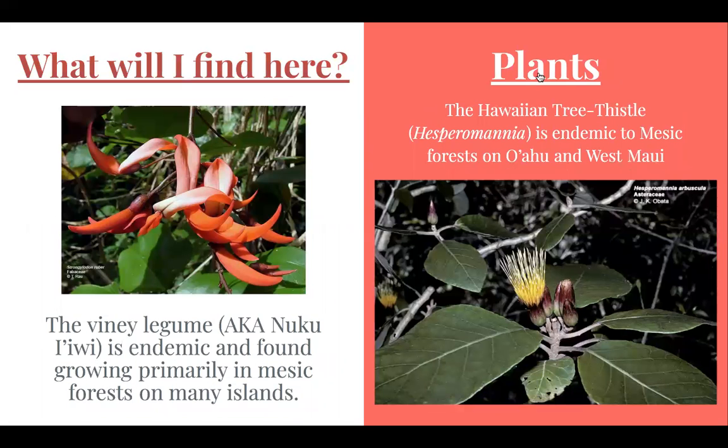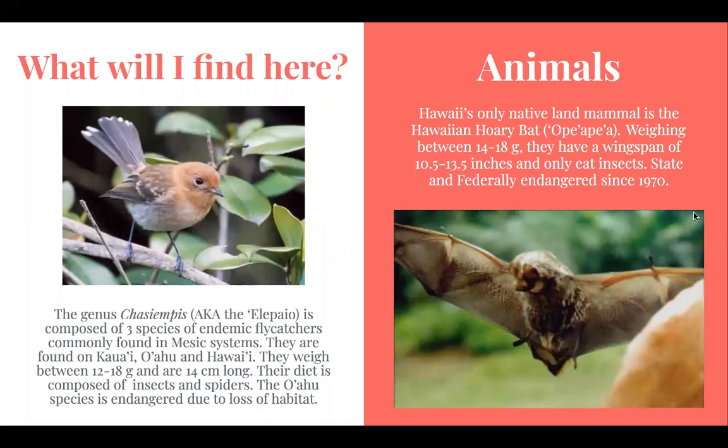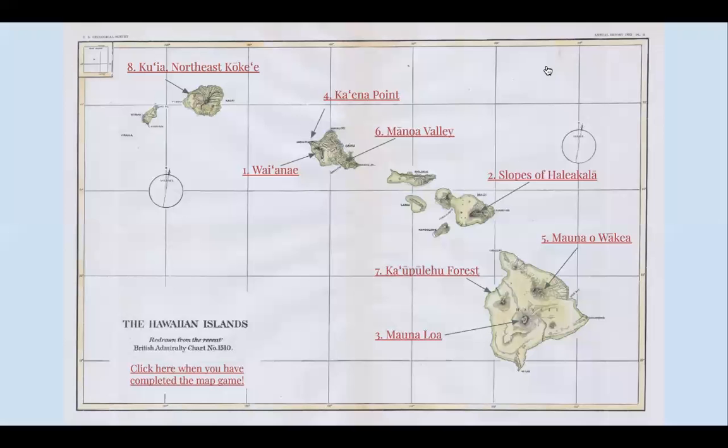And then if you click on what will I find here, it'll bring you back to this post-it note. And then if you click plants, it'll bring you back to the map. And you can go through with all of these different locations.